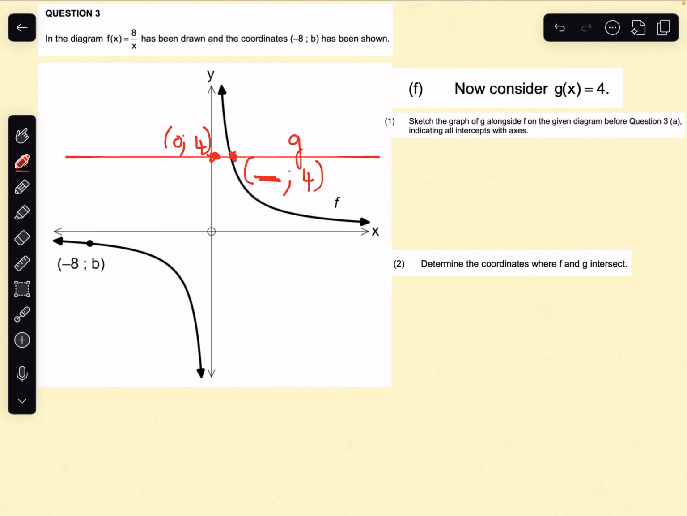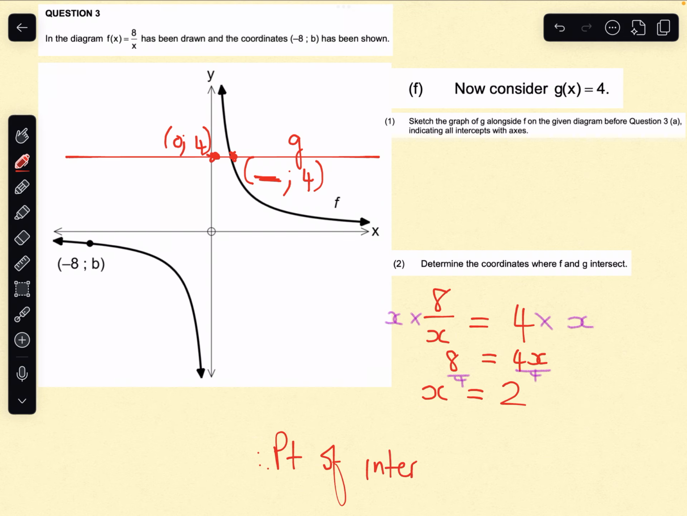So we need to solve. We're looking for the x value that is going to give us an output of 4. And by inspection, we can see that that would be 2. 8 divided by 2 gives us 4. But if you want to be super fancy, you can times by x on both sides, and that would then be 8 is equal to 4x. And then, of course, you could divide by 4 on both sides, and then you get x is equal to 2. So the coordinates of the point of intersection would be x equal to 2 and y equal to 4.